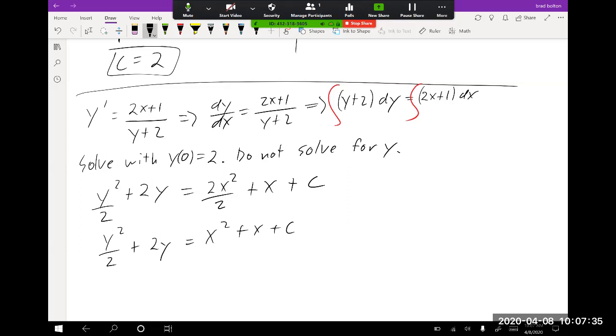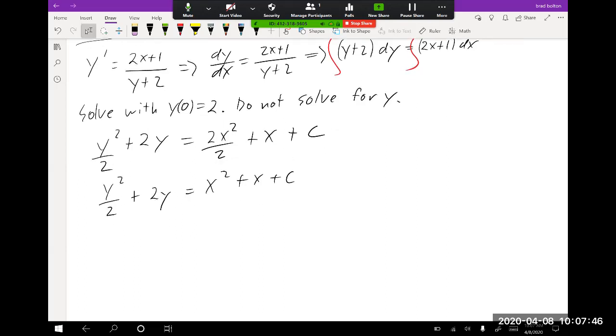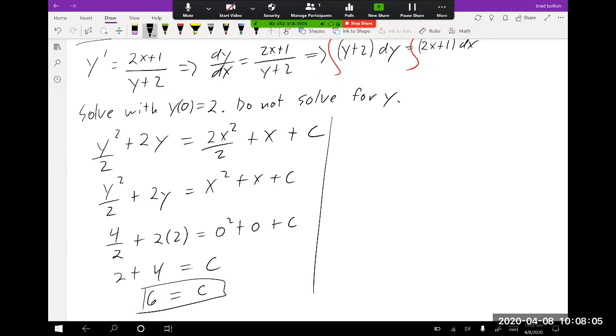Now we know that y of 0 is equal to 2. So that means that our y's are going to be worth 2 and our x's are going to be worth 0. Okay. So let's plug this in. So this would be 4 over 2 plus 2 times 2 is equal to 0 squared plus 0 plus c. So this would be 2 plus 4 is equal to c. So 6 is equal to c. We have our c. So then that means we have y squared over 2 plus 2y is equal to x squared plus x plus 6, I believe.